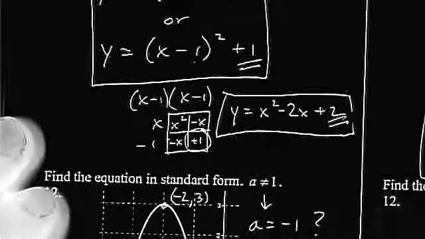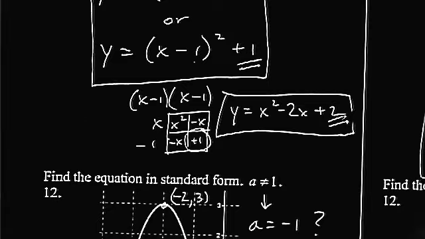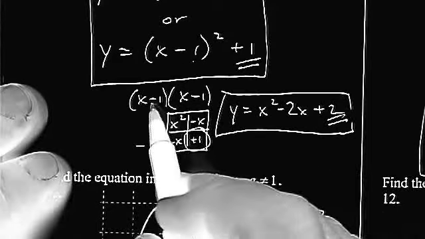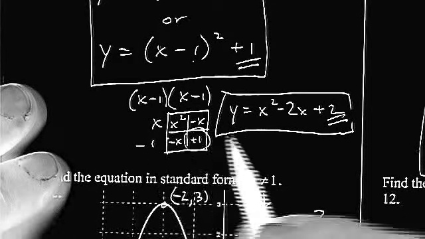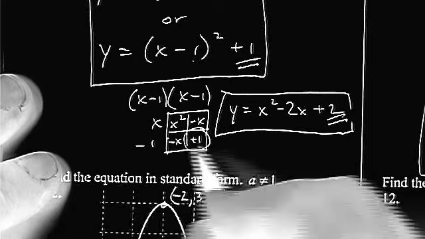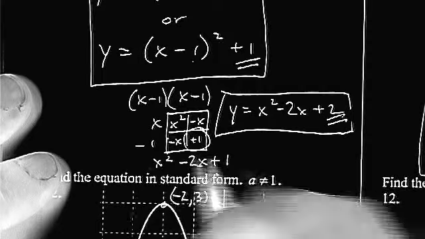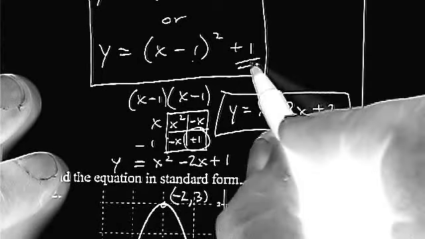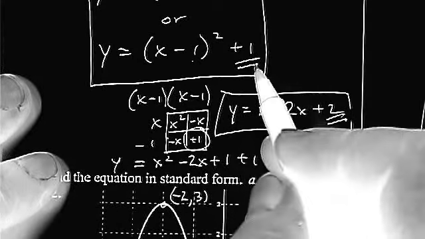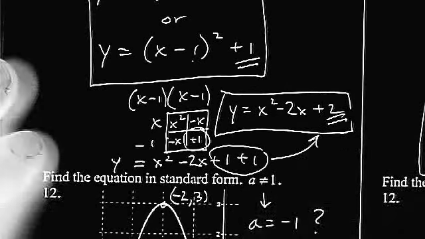And then you're going to go through the process of changing to standard form. So I'm going to FOIL x minus 1 times x minus 1, and that's what gives me the x squared minus 2x plus 1, but don't forget in this equation that I had a plus 1 on the very end right over there, and so that's what creates the plus 2 that you see down there.